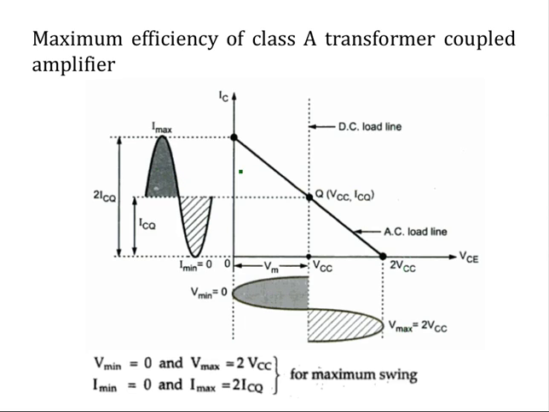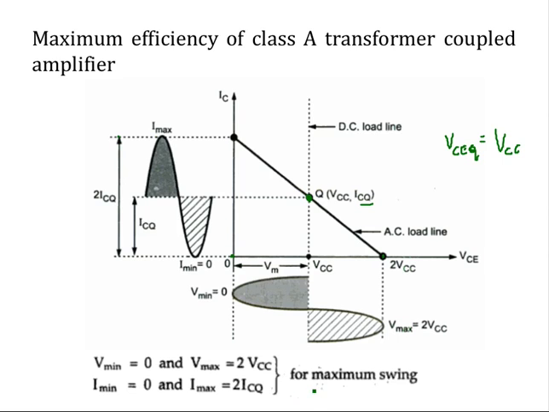When you assume full swing, the difference here is that ICQ is the operating current, the collector current under quiescent condition, and VCEQ is equal to VCC here for this transformer coupling. If you assume a sinusoid going to full swing, if this is VCC, this will be 2 VCC and this will be 0. Similarly, if this is ICQ, this will be 2 ICQ for full swing of current, and the minimum value will be 0. So Vmin is 0, Vmax is 2 VCC, Imin is 0 and Imax is 2 ICQ.